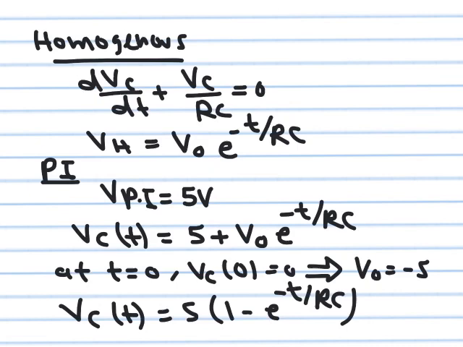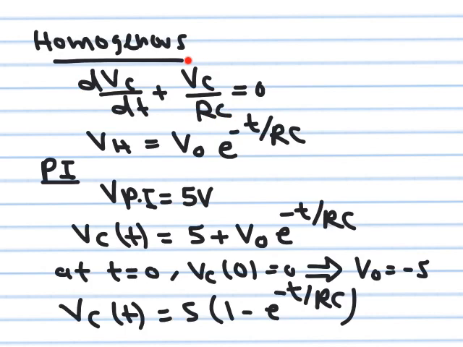Okay, so as I said, to get the homogeneous solution, you set this term equal to 0. You remove the excitation. This is what we do for solving ordinary differential equations. And this equation is known, it has a homogeneous solution of this form, okay?